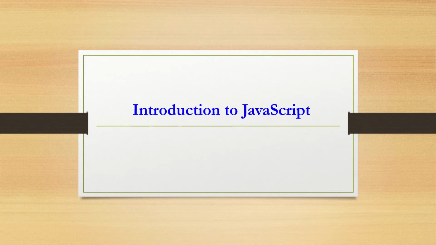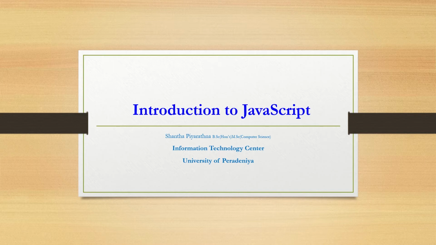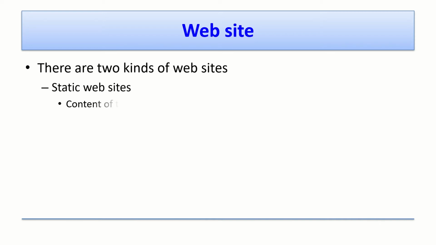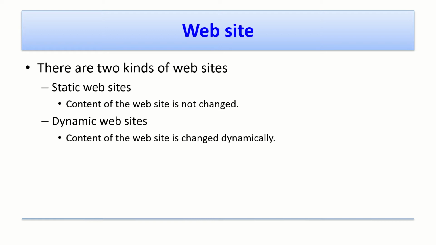This is the introduction to the JavaScript module. Actually, here I'm going to discuss the basics of JavaScript, and how we can use JavaScript in our web pages, right? Okay, so now there are two types of websites. The first one is a static website, where the content of the website does not change, and the next one is a dynamic website, where the content of the website changes dynamically, right?